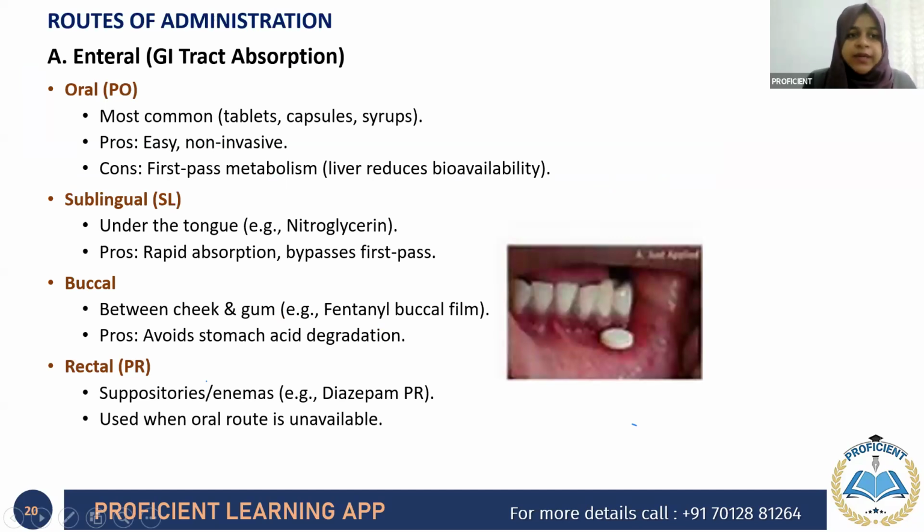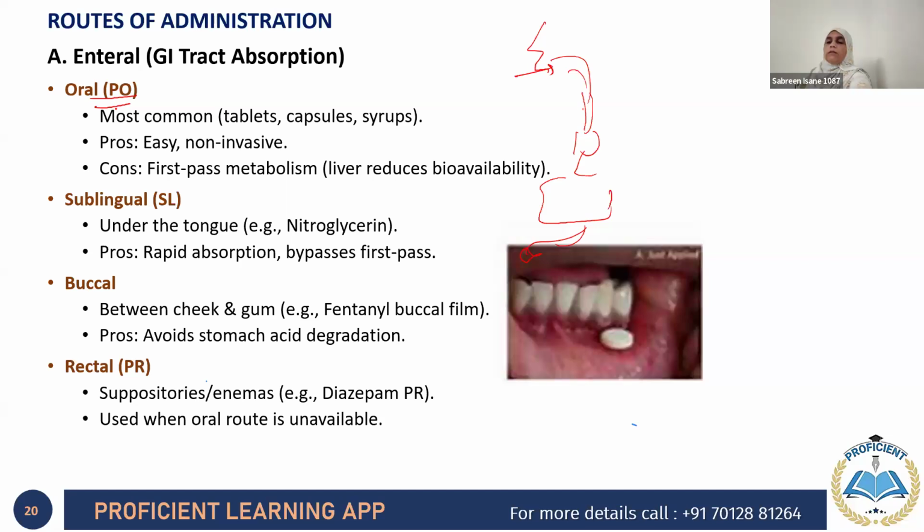Routes of administration. Enteral route. Enteral means pertaining to your GIT, starting from the mouth all the way to the anus. So starting from the mouth, then the GIT, stomach, intestine, and finally the anus. Okay.